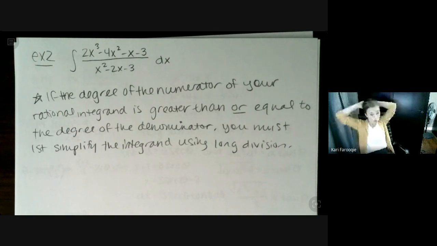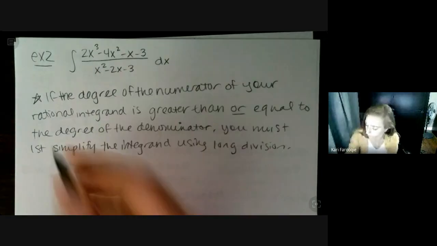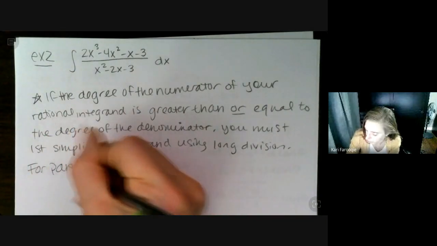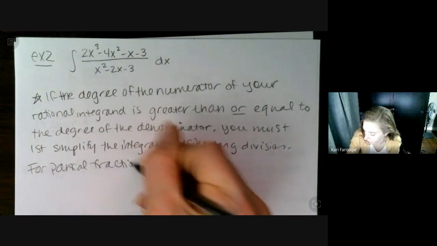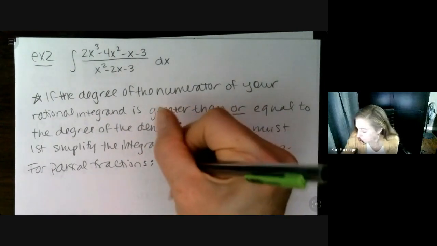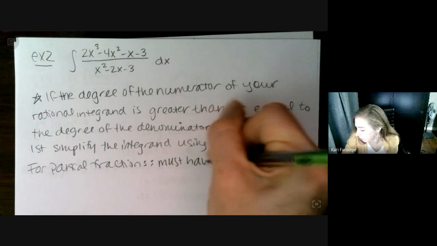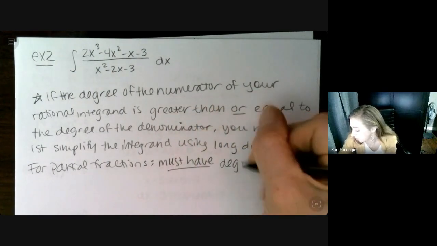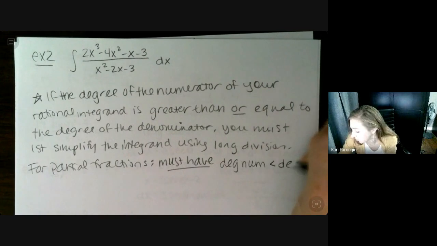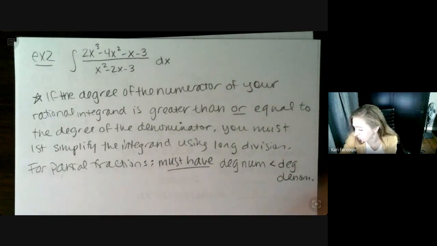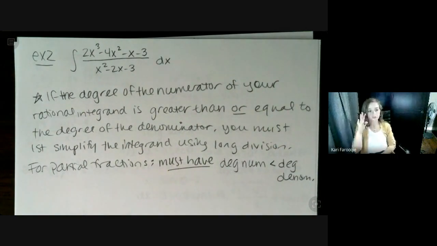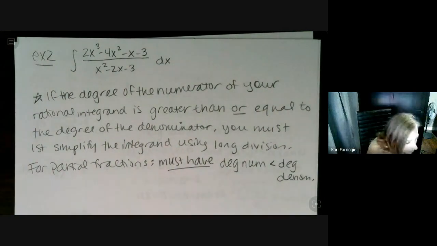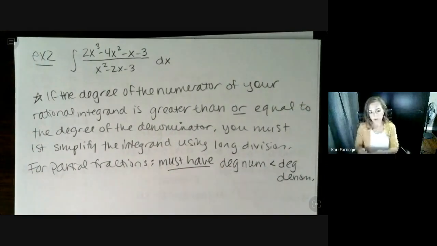So in order to use partial fractions, you must have the degree of the numerator being less than the degree of the denominator. You must have the degree in the numerator being less than the degree in the denominator. You must. And you might want to highlight this because it has been a source of frustration for students in the past, that they miss terms on their answer and they don't know why.